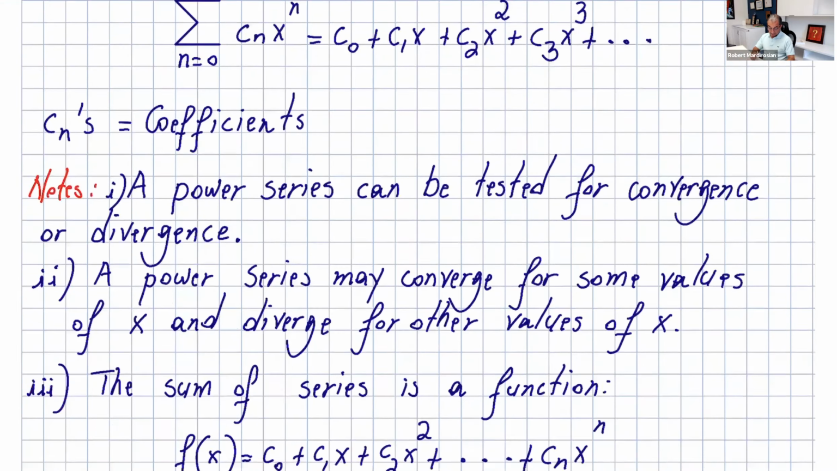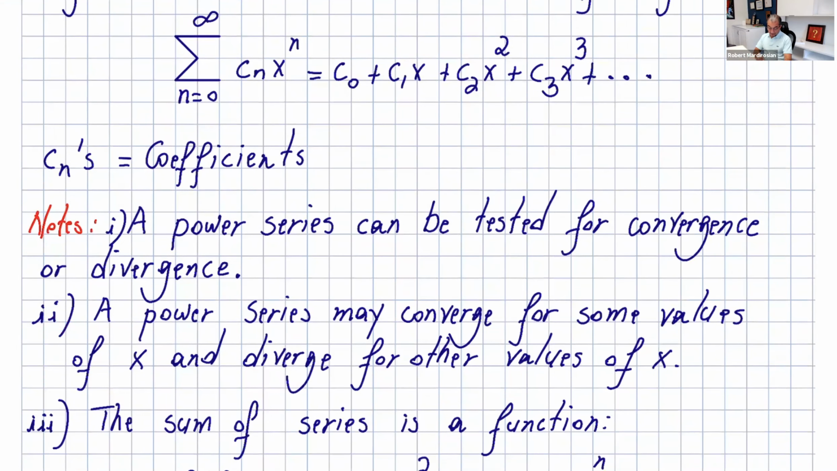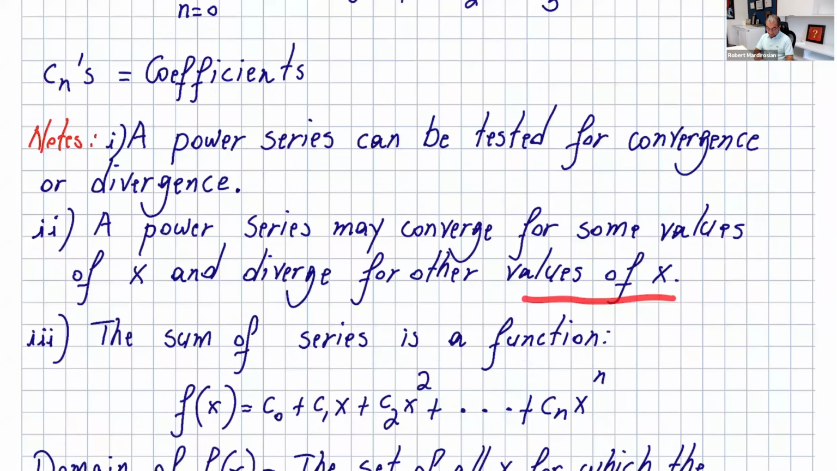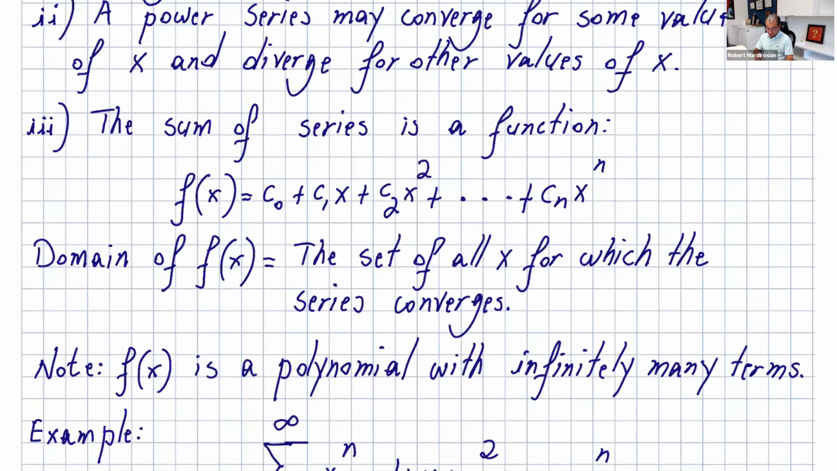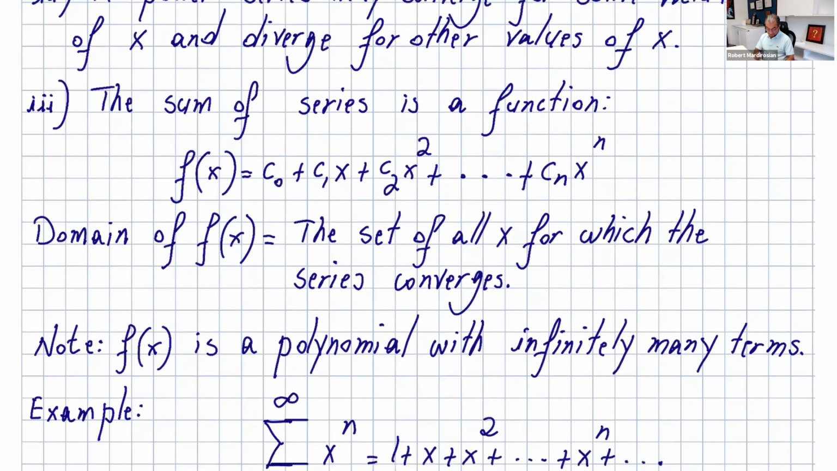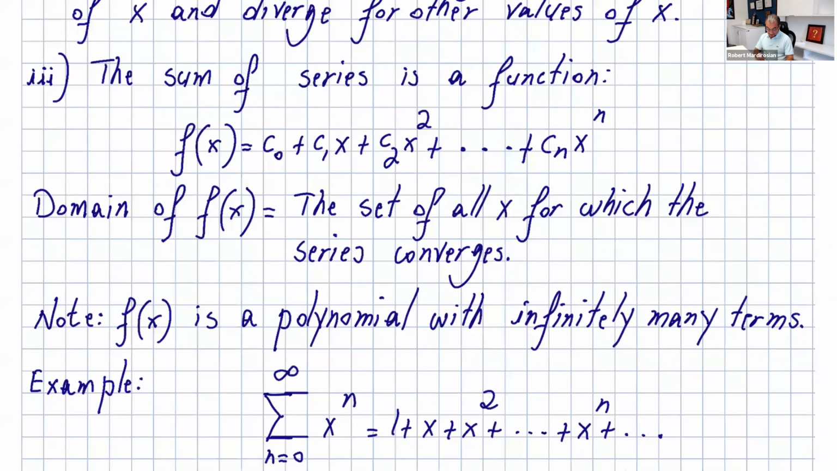Some notes to notice: a power series can be tested for convergence or divergence. So a power series may converge for some values of x and may diverge for other values of x. The sum of the series is a function, so we can write that as f of x equals c0 plus c1x plus c2x squared and up to cn x to the power of n, or we can keep going. Now the domain of f of x is the set of all x for which the series converges. Be patient, we're going to see all this.